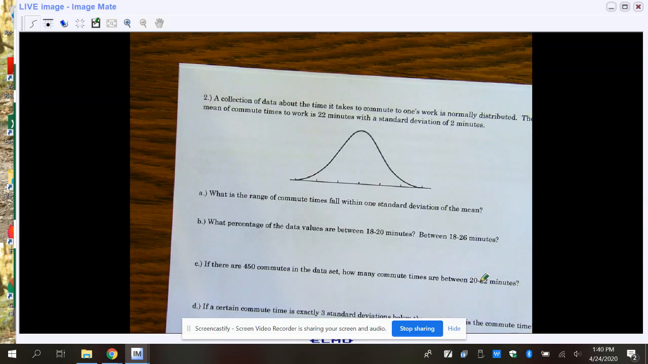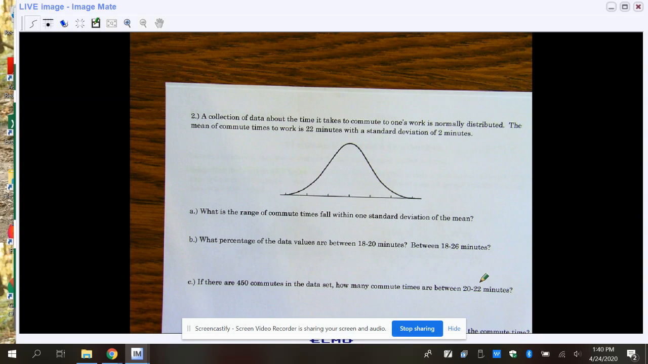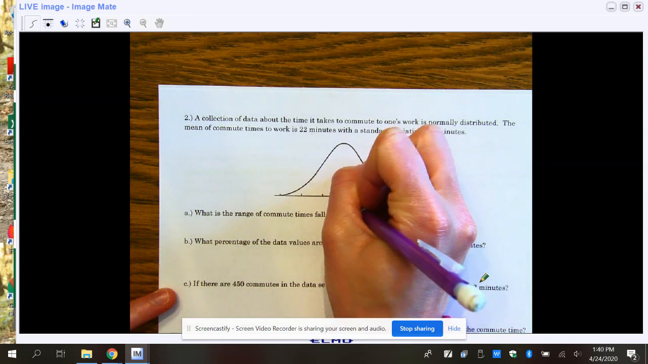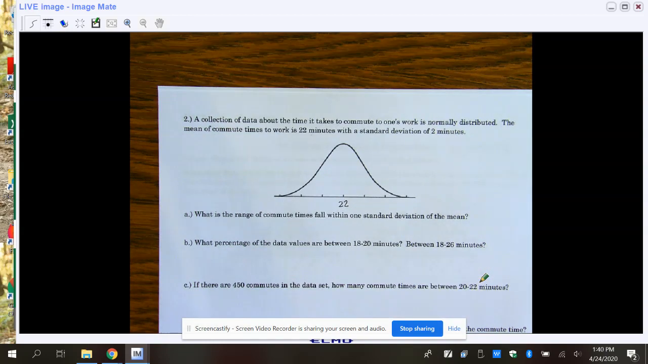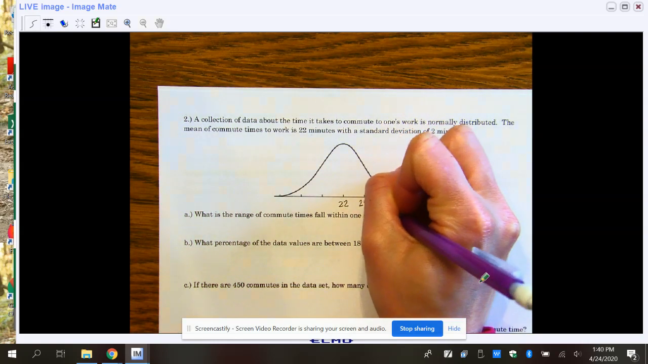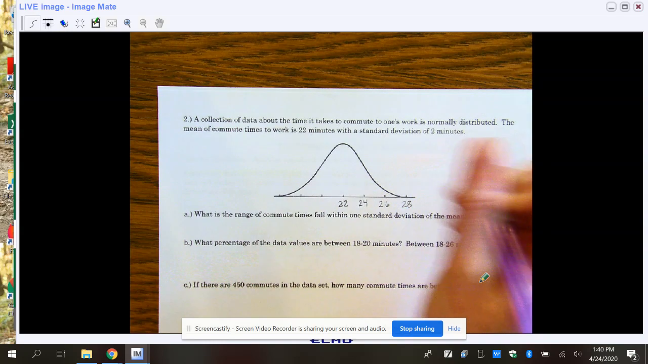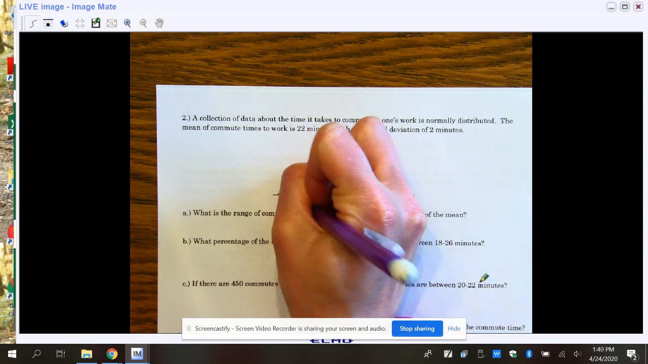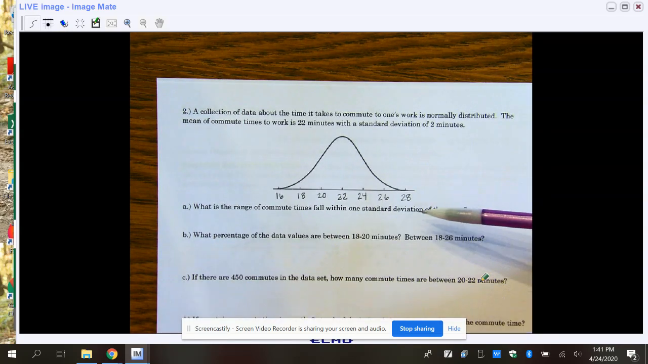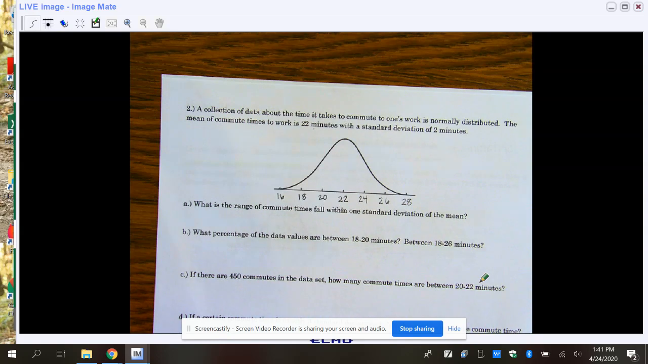All right, so let's look at a couple other examples here. So this is a collection of data. The time it takes to commute to one's work is normally distributed. The mean commute time is 22 minutes. I'm going to put that right there. And then the standard deviation is 2. So I'm going to go up 2, and then down 2, and there would be my curve. And so it's separated again into those little chunks based on the empirical rule.